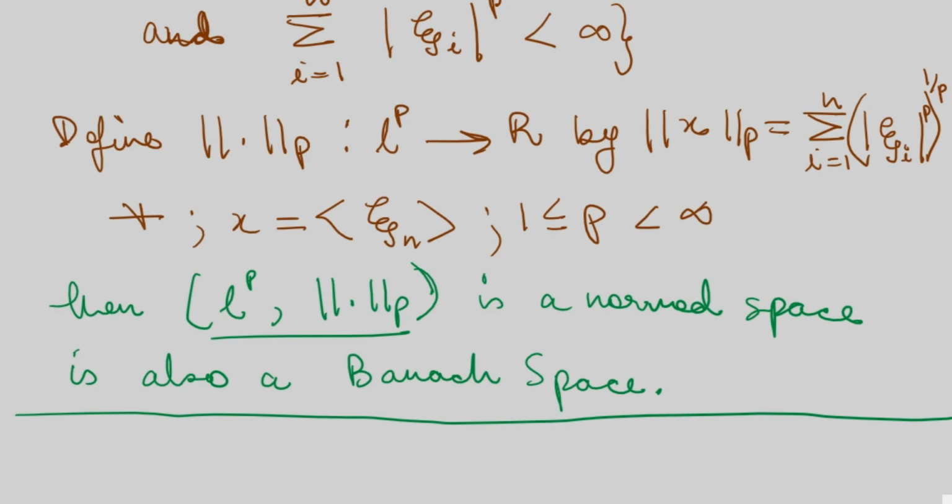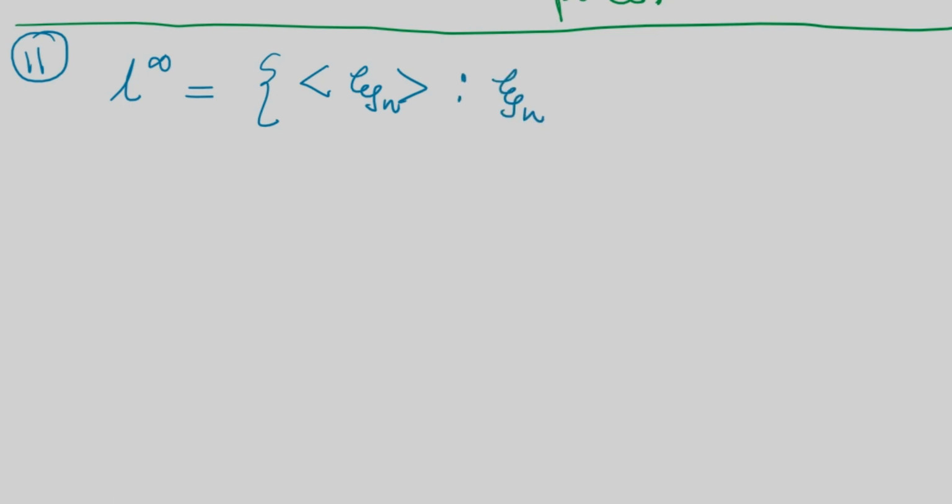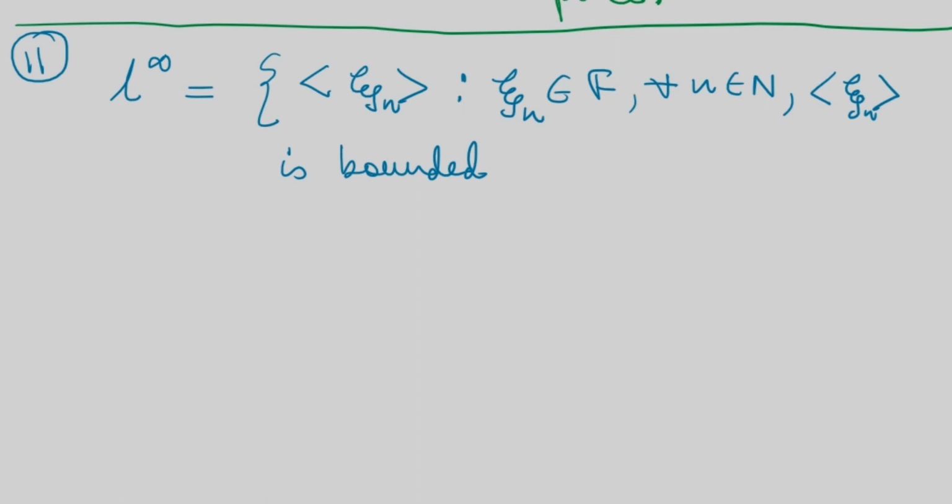Now we further move on to point number 11. So let's move on to point number 11. You have l to the power infinity. When you have that ζ_n is a sequence such that ζ_n belongs to F for all n belonging to capital N, then the sequence is bounded. So let's define it now.